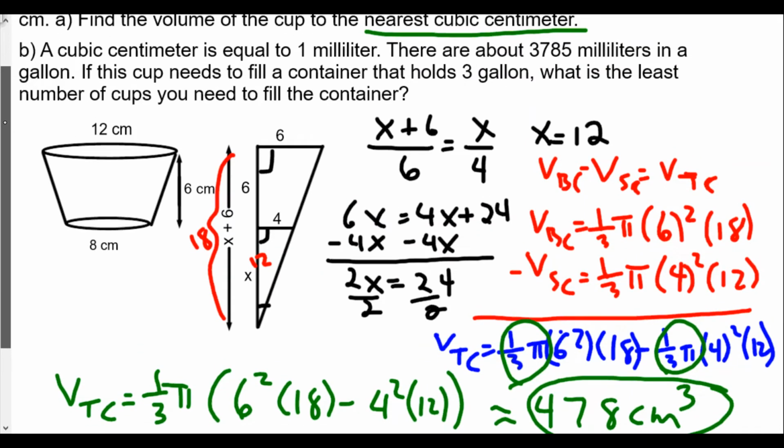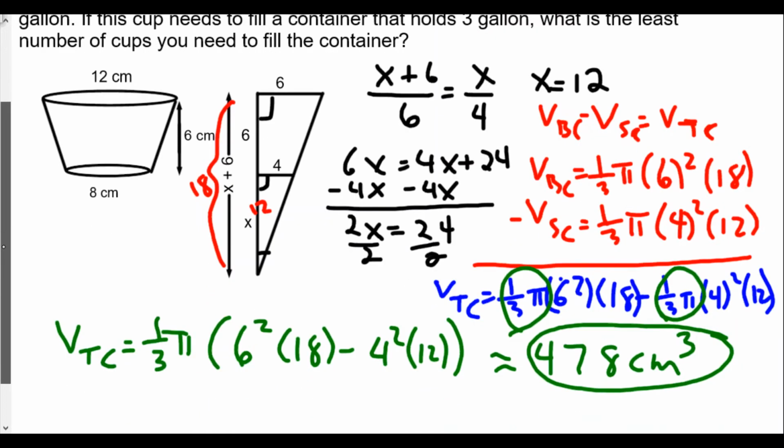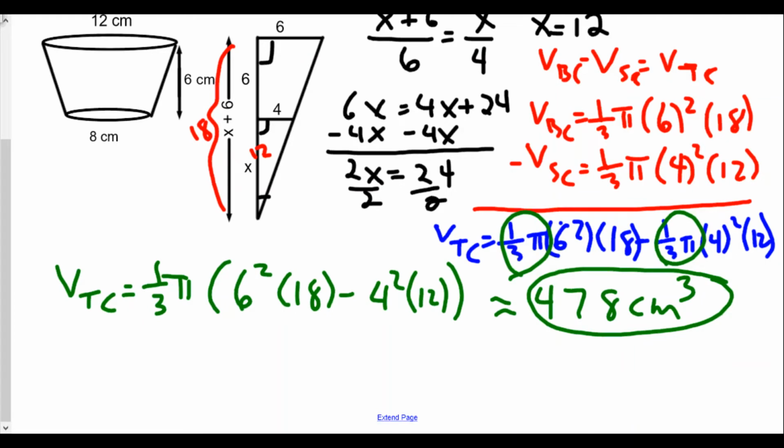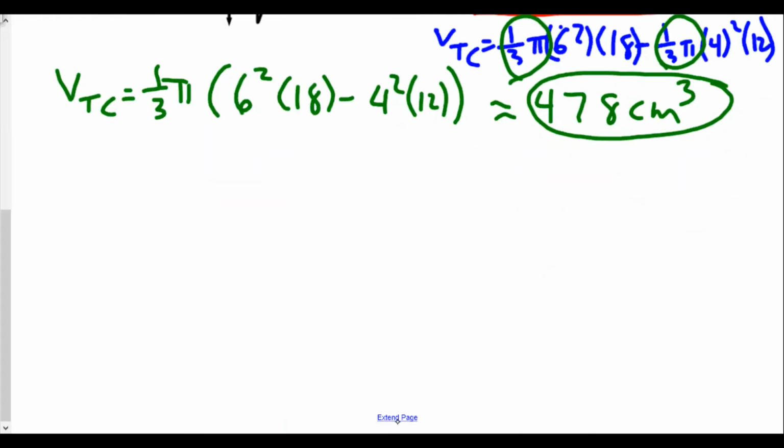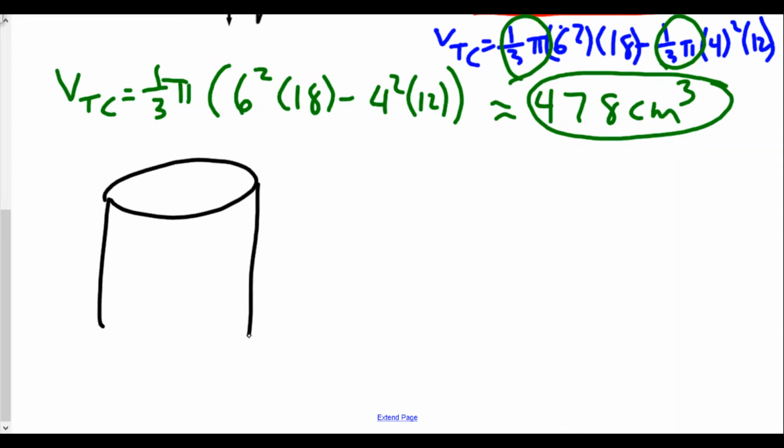Part B: if a cubic centimeter is equal to 1 milliliter, and there are about 3,785 milliliters in a gallon, so if this cup needs to fill a container that holds 3 gallons, what is the least number of cups you need to fill the container? Well, what we need to do is figure out, you've got this other container here, and it could be a cylinder, we don't know, so it could be this much here, and it's 3 gallons.